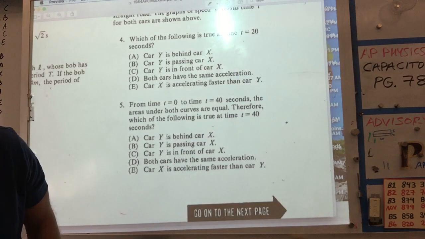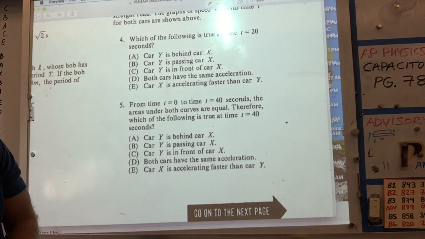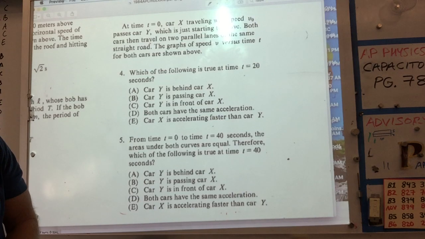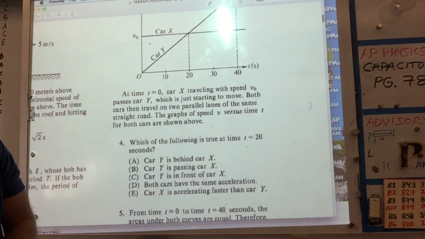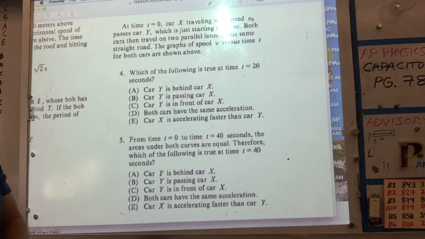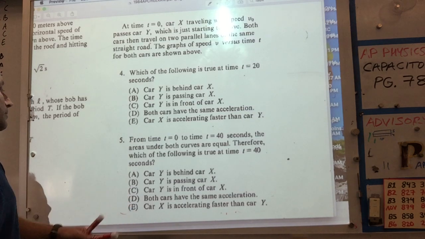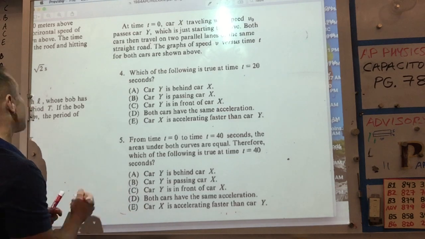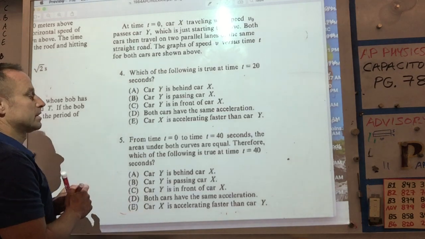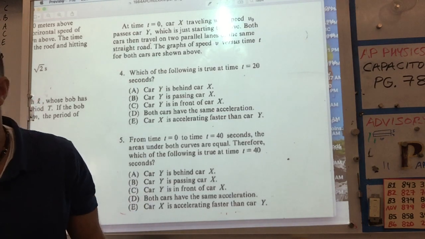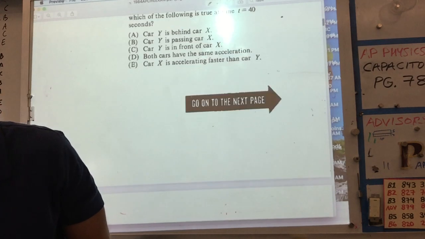Number 5, from t equals 0 to 40, the areas under the curves are equal. Well, the area under the curve represents how far it's gone, so they should really be at the same place. Let's see. Yeah, car Y is passing car X. And so the 5 is going to be B, because the area represents how far they've gone. All right, next page ready?